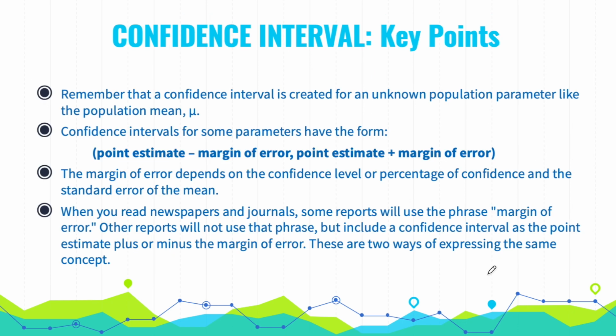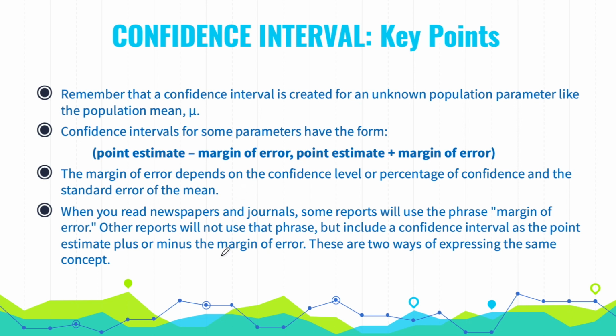So let's review these key points. When we're working with a confidence interval, we're creating it for an unknown population parameter, like the population mean, mu. And confidence intervals for some parameters have this form. We take the point estimate, like x bar, and we subtract our margin of error, and then we take the point estimate and add the margin of error, just like we did before. X bar minus an amount, x bar plus the same amount. So that margin of error is going to vary. It's going to depend on the confidence level, or percentage of confidence, and the standard error of the mean.